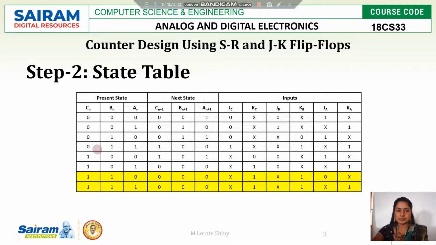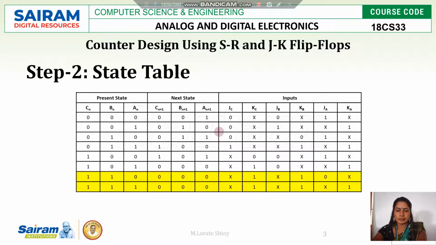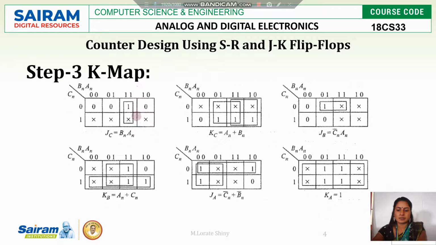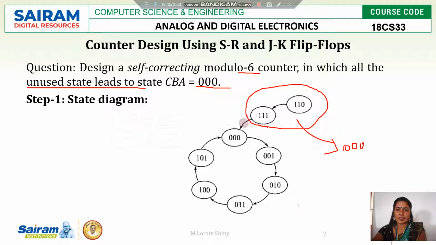Next, the state table. Present state 0 to 7, all the 8 states are mentioned here. Then the next state. If the present state is 0, next state will be 1. If the present state is 1, next state will be 2. 2 means 3, 3 means 4, 4 means 5, and after 5 it's 0. So 6 and 7 are unused states.